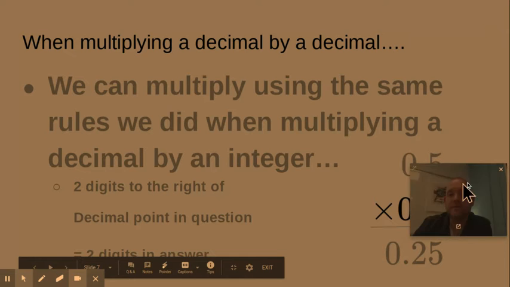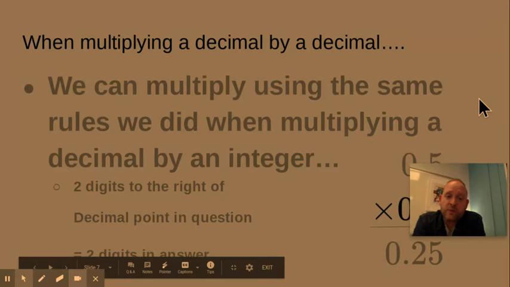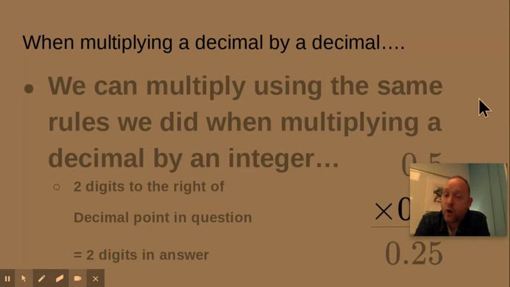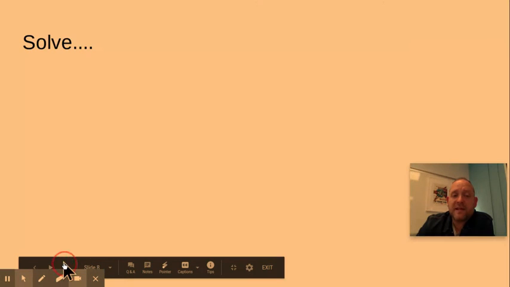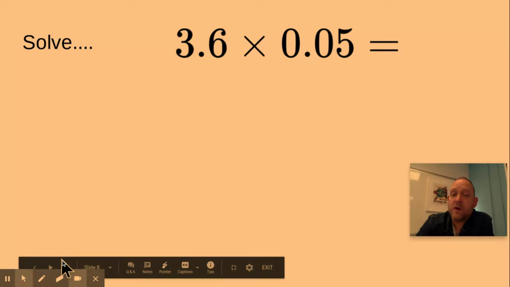The second thing, of course, is that when we multiply, we're using the same rules we did when we multiplied a decimal by an integer or a whole number. There are 2 digits to the right of the decimal point in the question, like I said before, and there are 2 digits to the right of the decimal point here in our answer. And ladies and gentlemen, that's the big stuff you need to know for multiplying a decimal by a decimal.